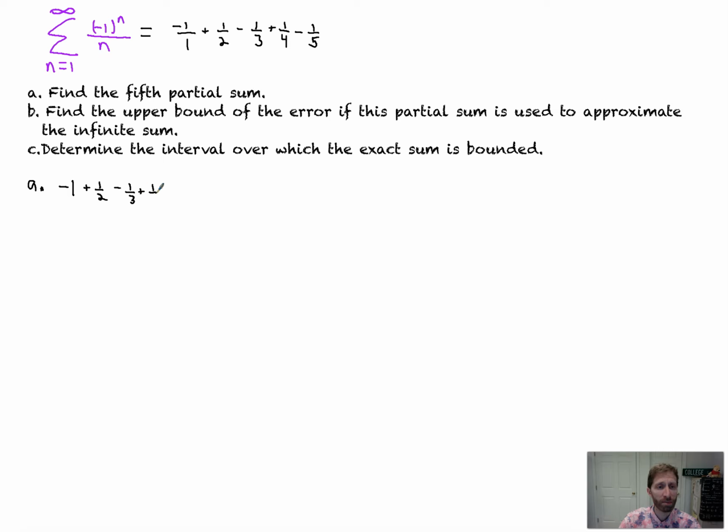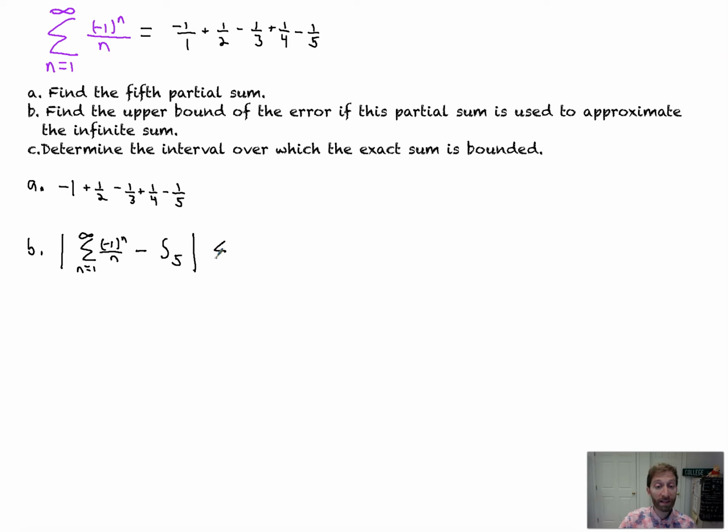So remember your partial sums. If you're a Harry Potter fan, I don't mean to say parseltongue, it's partial sums. Anyway, nerd joke. Find the upper bound of the error if this partial sum is used to approximate the infinite sum. Remember that the error is the difference between the true sum, which is S, the sum from n equals 1 to infinity of (-1)^n over n, minus the partial sum out to the first 5 terms. That is the actual error.